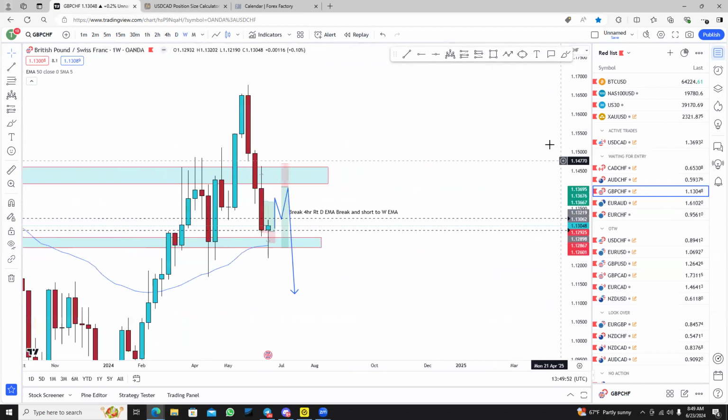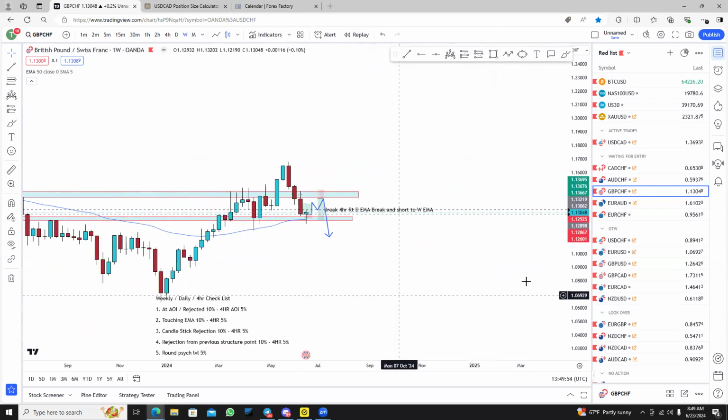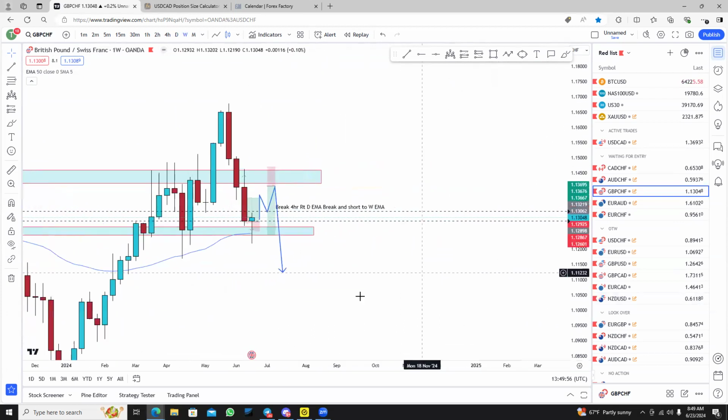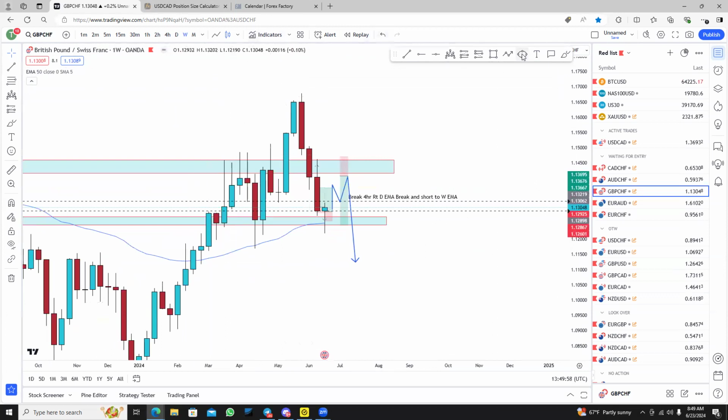But remember, keep in mind, what did we see on the daily? I had huge head and shoulders. What are we creating on the weekly right now? Look at this. What is this?